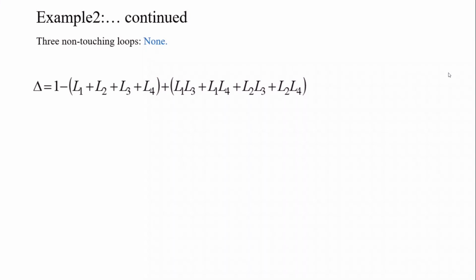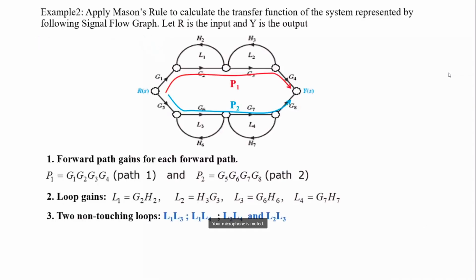Then you have to find delta 1 and delta 2. Why delta 1 and delta 2? There are 2 forward paths. So delta 1 corresponds to P1, and delta 2 corresponds to P2, and look at the path. If any of the loops are touching those paths, eliminate; otherwise retain.